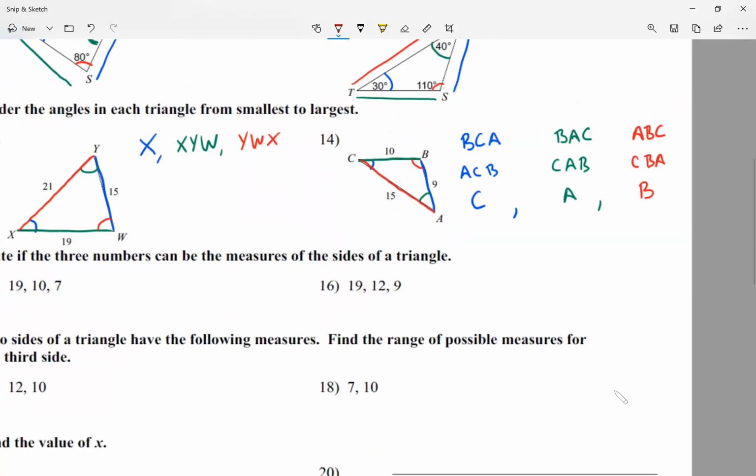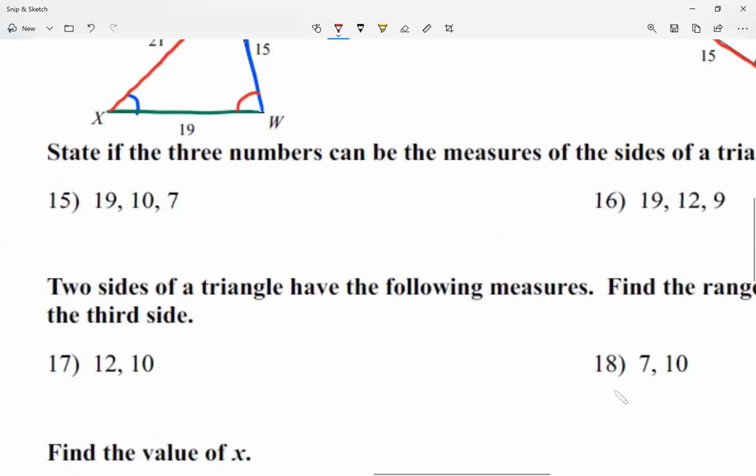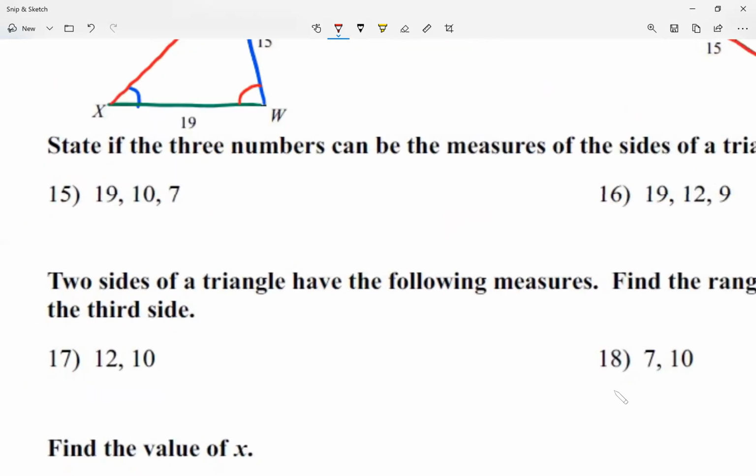Now let's take a look at question number 15. Today we're working up until 18. So here it says, state if the three numbers can be the measures of the sides of a triangle. So if I give you three measurements, let's say one side is 19, 10, and 7. We're dealing with inches, or centimeters, whichever measurement we're dealing with. My question is, can you make a triangle out of those three sides?